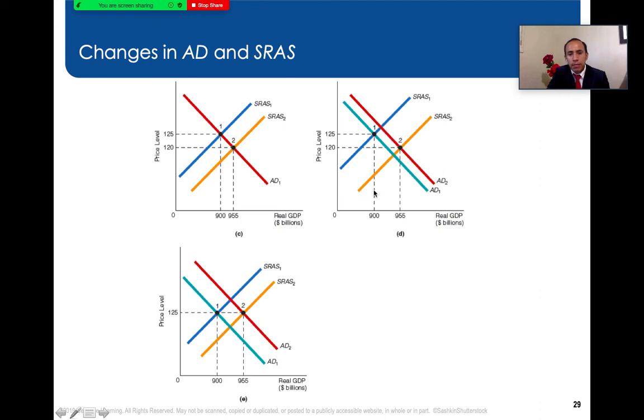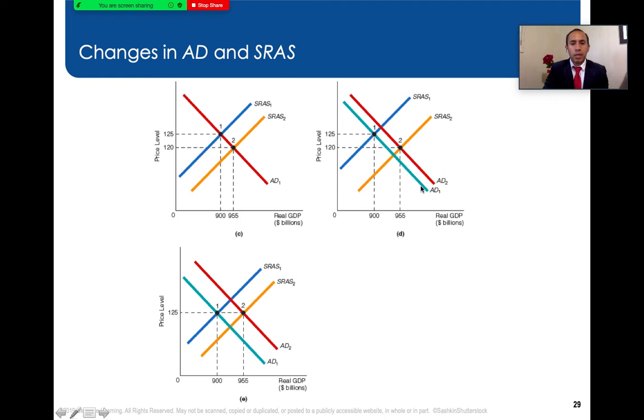Model D is indicating again a simultaneous shift. We're going to start with point 1, equilibrium 1, where we have 900 units and a price of 125.